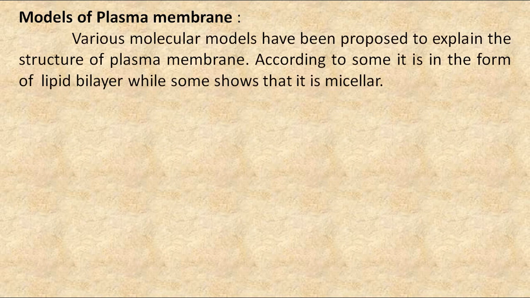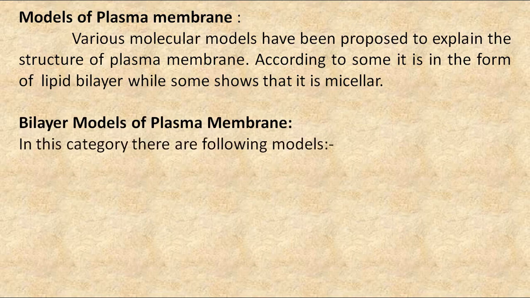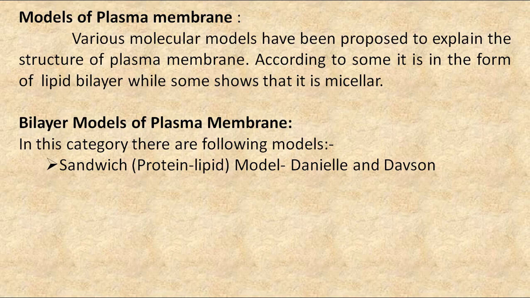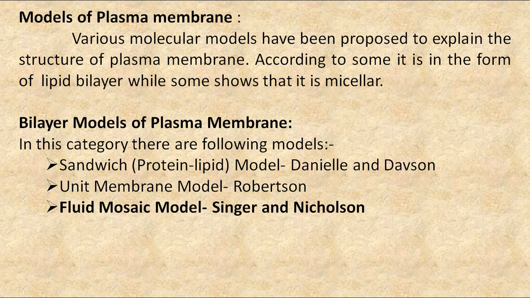Models of plasma membrane. Various molecular models have been proposed to explain the structure of plasma membrane. According to some, it is in the form of a lipid bilayer, while some show that it is micellar. Let us see the bilayer models of plasma membrane. In this category, there are the following models. First, the sandwich model, also called the protein-lipid model, proposed by Danielli and Davson. Second, the unit membrane model, proposed by Robertson. And third, the fluid mosaic model, proposed by Singer and Nicolson. As the fluid mosaic model is the most widely accepted model, we are going to see it in detail.